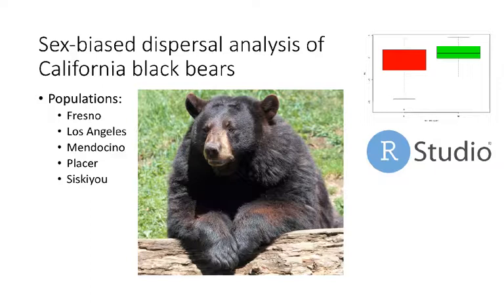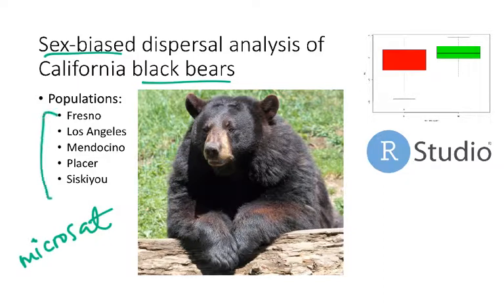This project is looking at sex bias dispersal of California black bears. What we have is microsatellite data from 5 different populations that are listed here. For this analysis, you would be doing an analysis in RStudio where we used that hierfstat package when we were comparing the dispersal of male and female shrews. That's the graph I'm showing here. You would be doing the same type of analysis with this new microsatellite data and looking at different California populations of black bears.